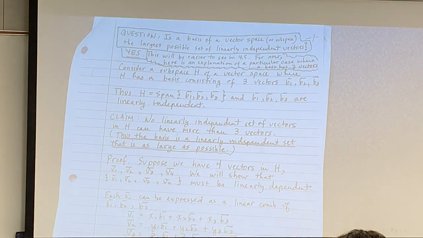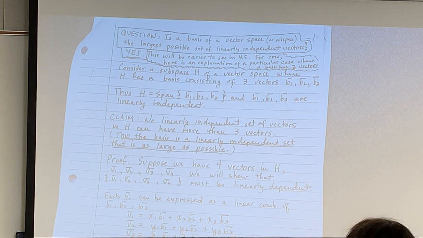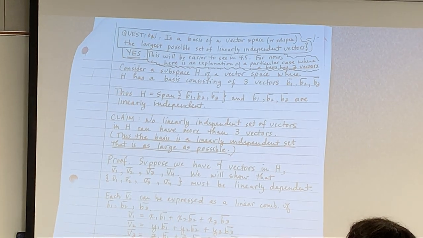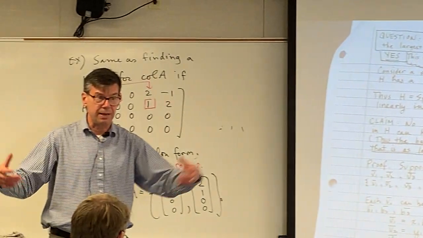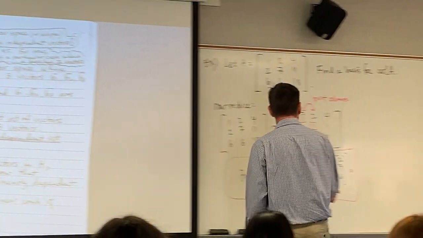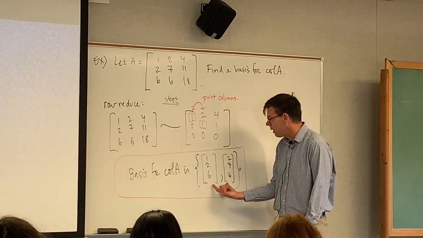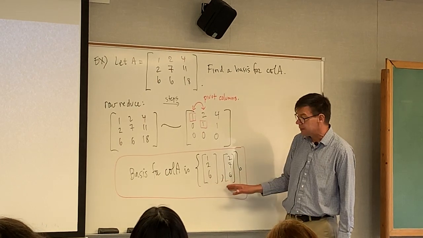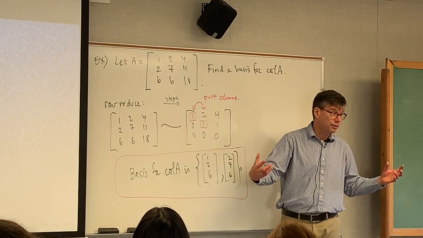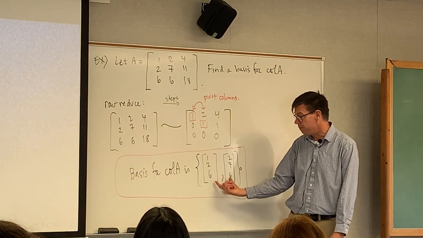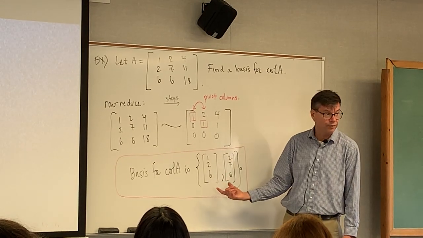So once you have a basis, say you have 3 vectors that are a basis for a space, is there any way to find a basis that has 4 vectors? Or let's just look at this example. Here are 2 vectors that are a basis for the column space. Is there any basis of the column space that could have 3 vectors or more? And the answer is no. In fact, every basis will have exactly 2 vectors.